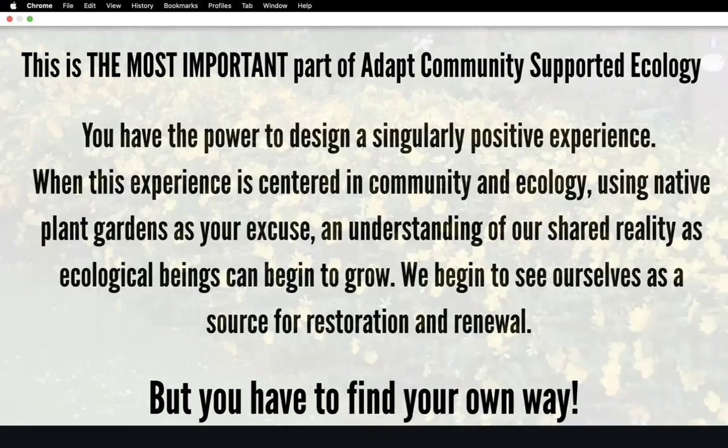And we begin to see ourselves as a source for restoration and renewal. And I think this is so important because we are not taught ecology as children. We are not taught to interact with our landscapes. We aren't taught to know anything. We look outside and it looks green and it's fine. But once you start to dive in, you're like, oh, man, it's not so fine. But then when you start to dive in more, you're like, oh my God, it's so amazing. And this is something that we can give to people. Well, we can give it to ourselves first, but then we can give it to others.